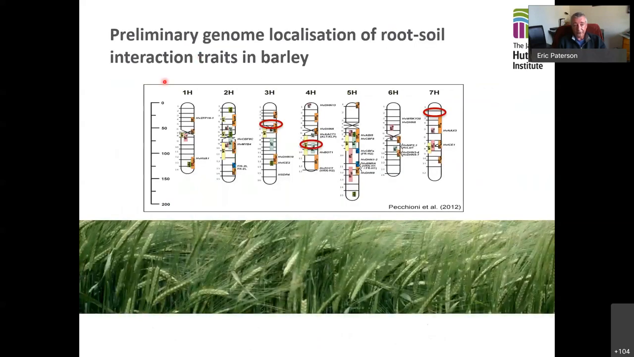We're able to take this through to very broad characterization of where those hotspots on the genome may be for those interaction traits. I got extremely excited when I saw this first, and Joanne Russell and others then explained it's more than 100 genes in these regions, but still, it was nice to see.